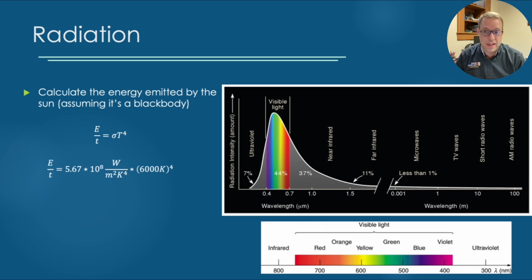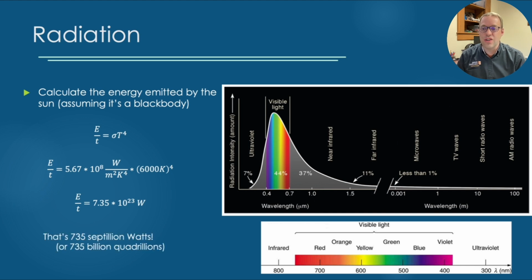567 million, remember that's our number, times 6,000 to the power of 4. So in your calculator, just find 6,000 to the power of 4, whatever that is, multiply it by 567 million, and you get this huge number. Let me just interpret this for you. That's 735 septillion watts. That's an incredible number. That would be 735 billion quadrillions. It's a lot of energy that the sun gives off.